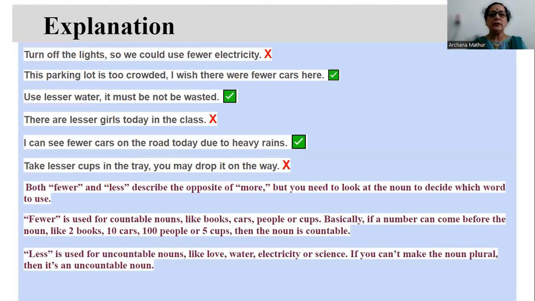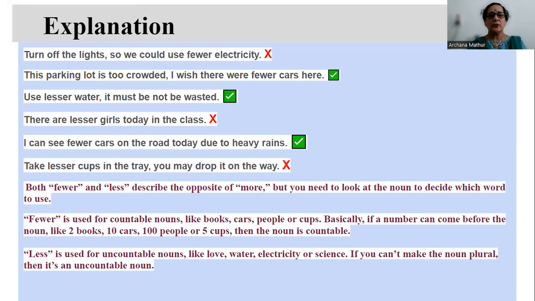So turn off the light so we could use lesser electricity, because less electricity is an uncountable noun. The second one is correct because there were fewer cars. Cars are countable, so fewer cars. Use lesser water, it must not be wasted. Yes, water is uncountable unless you specify in liters or glasses or gallons. But here, when we just simply use water, it is uncountable.